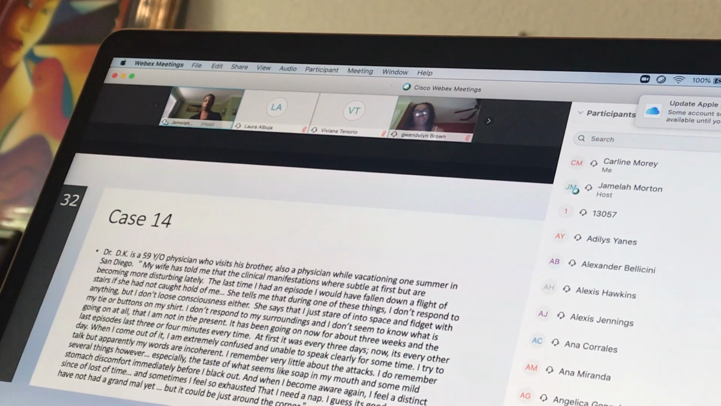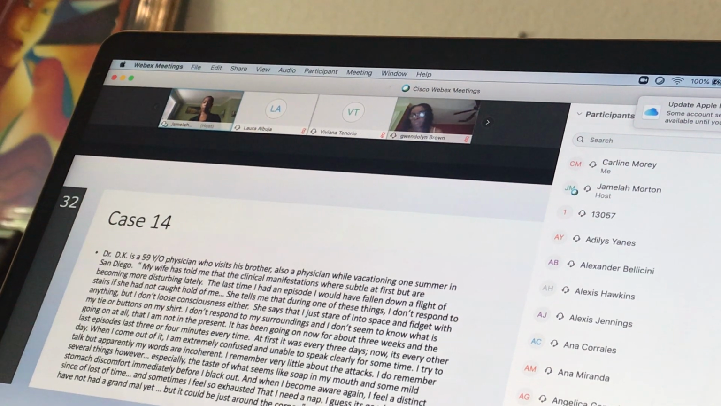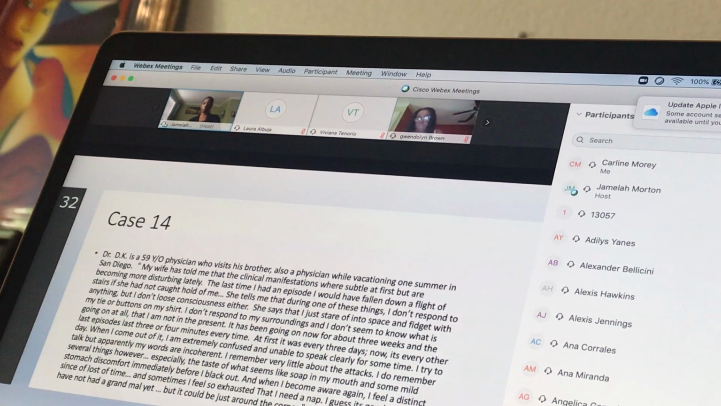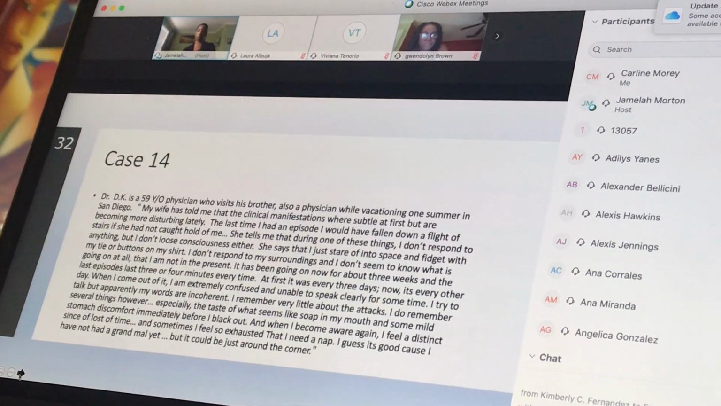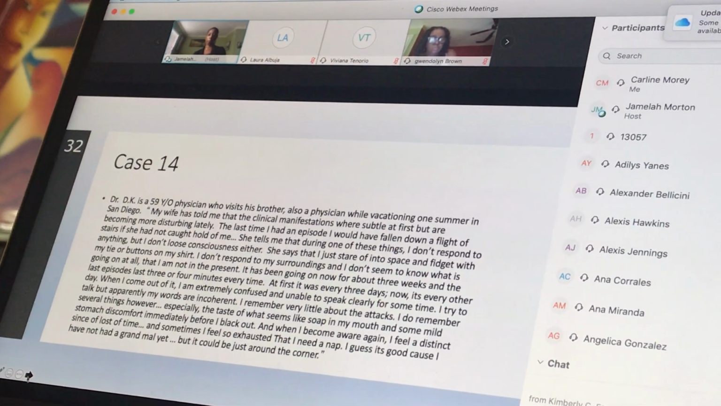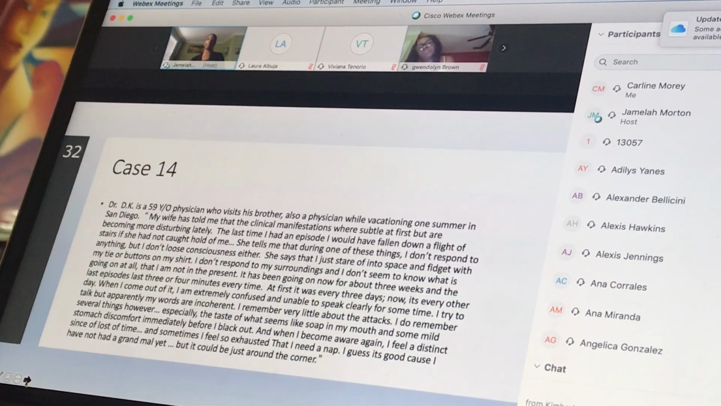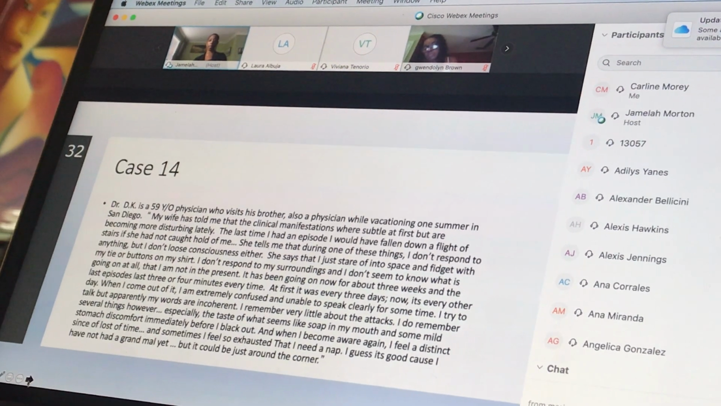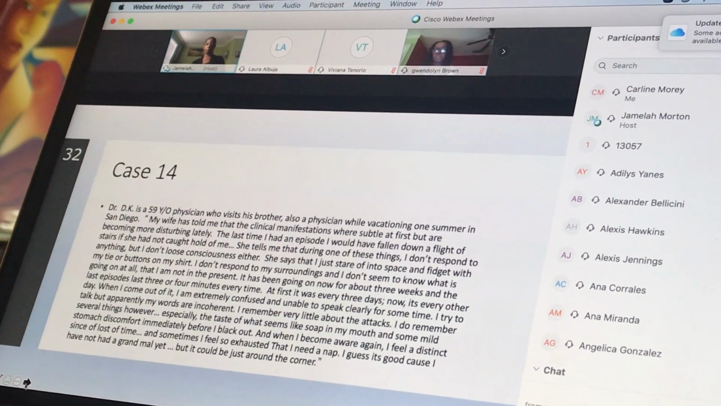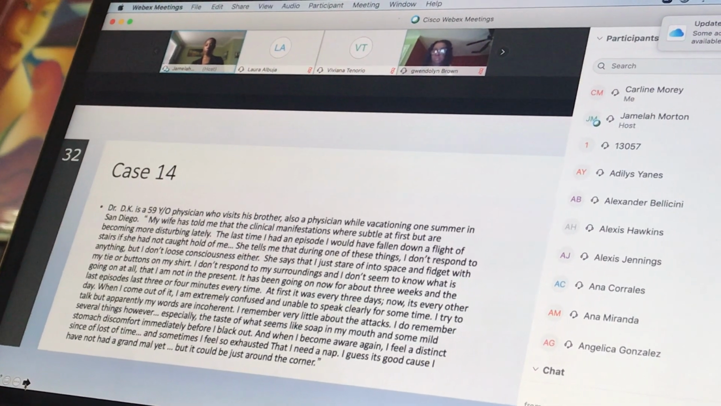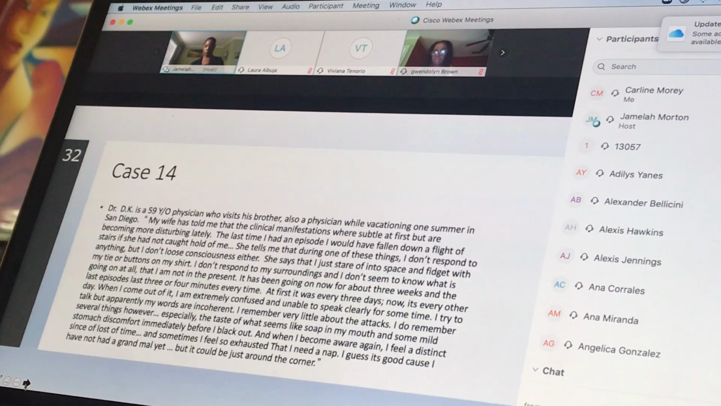When I come out of it, I'm extremely confused, unable to speak clearly for some time. I try to talk, but apparently my words are incoherent. I remember very little about the attacks. I do not remember several things. However, the taste of what seems like soap in my mouth, and some mild stomach discomfort immediately before I black out. And when I become aware again, I feel a distinct sense of loss of time. And sometimes I feel so exhausted that I need a nap. I guess it's good because I've not had a grand mal yet, but it could be just around the corner.